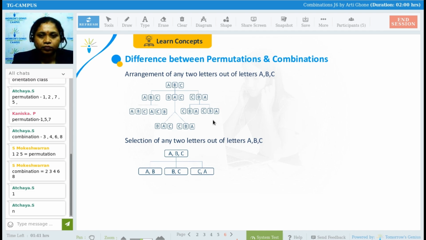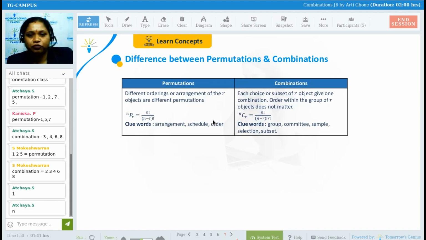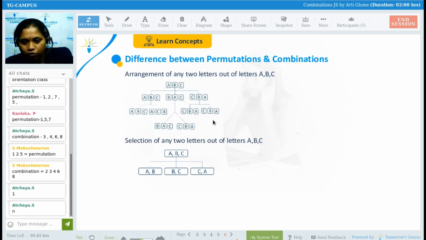Now I'll just give you a task. Arrange the letters of word ABC and select any 2 letters of word ABC. Okay, you'll again take so much time. So just see here. Arrangement of any 2 letters out of the word ABC.